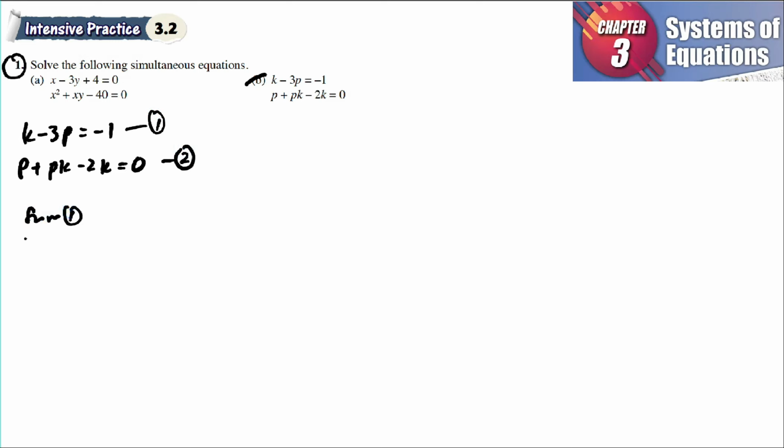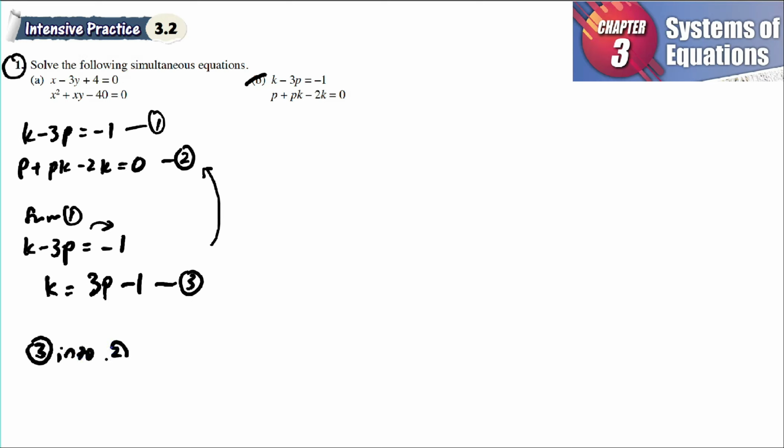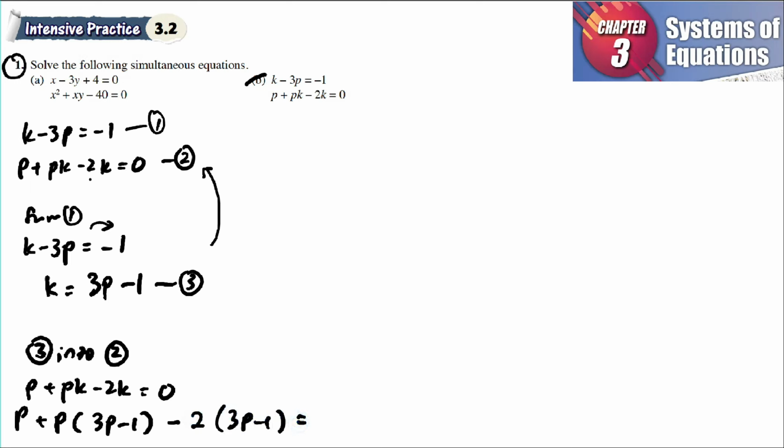From 1, k minus 3p is equal to negative 1. So you want k, you bring negative 3p to the other side. Negative becomes positive, and this one you have minus 1. k is equal to 3p minus 1. This is the third equation. After you get the third equation, you substitute it inside the other equation. So here you have 3 into 2: p plus pk minus 2k is equal to 0. Now you substitute k: p plus p(3p minus 1) minus 2(3p minus 1) is equal to 0.